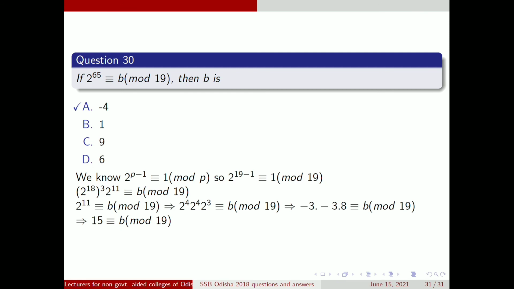Now we have to check 2 to the power 11 congruent to b mod 19. Now break 2 to the power 11 as 2 to the power 4 into 2 to the power 4 into 2 to the power 3, that is congruent to b mod 19. And applying congruence modulo 19, we get minus 3 into minus 3 into 8 congruent to b mod 19. And multiplying this, we get 15 congruent to b mod 19. So 15 is equivalent to minus 4 in modulo 19. So the correct option is minus 4. Thank you.